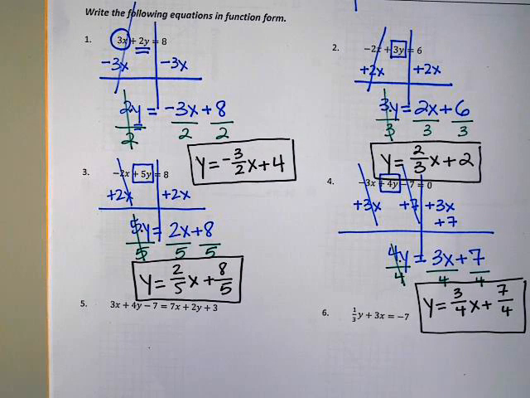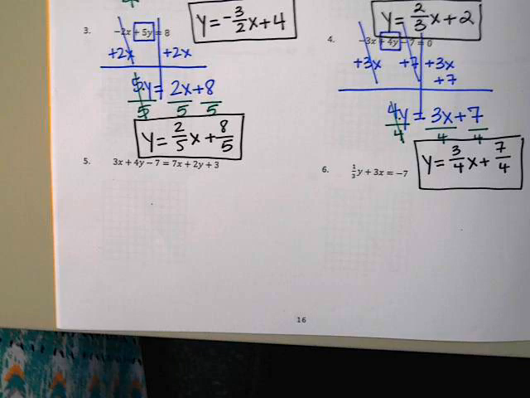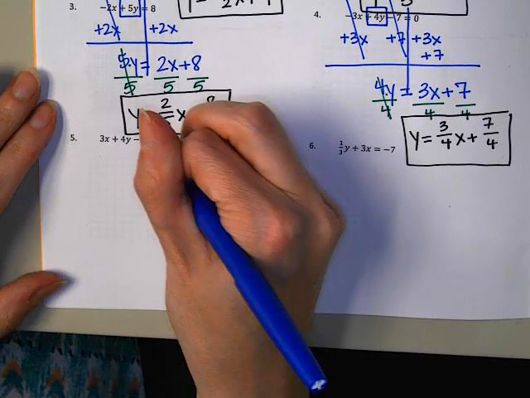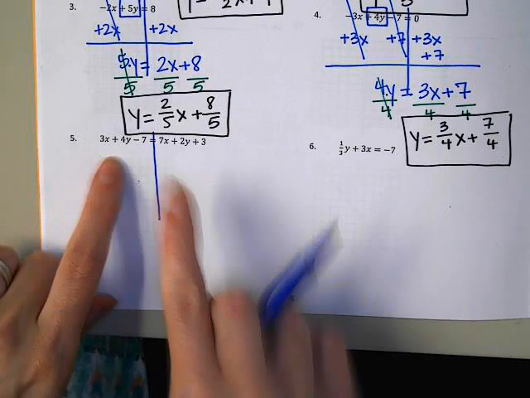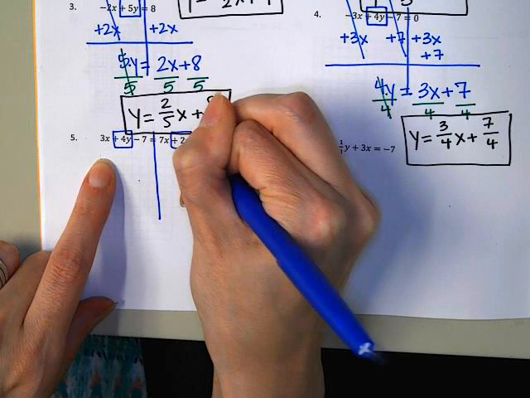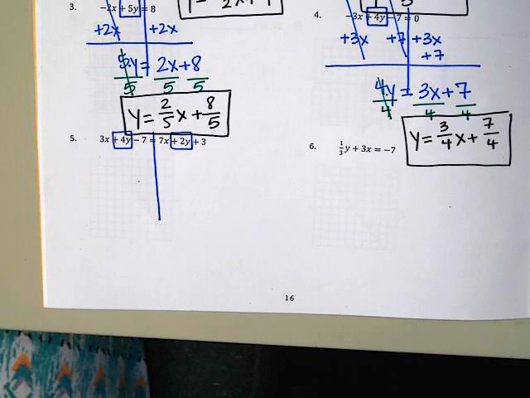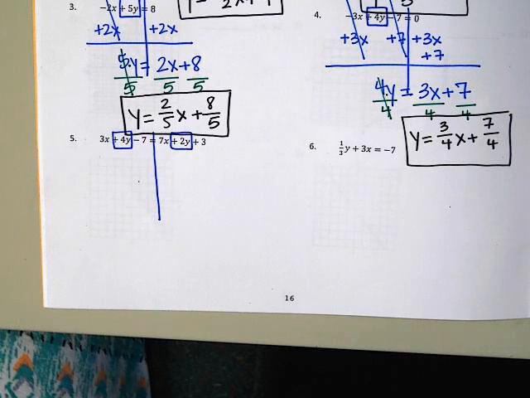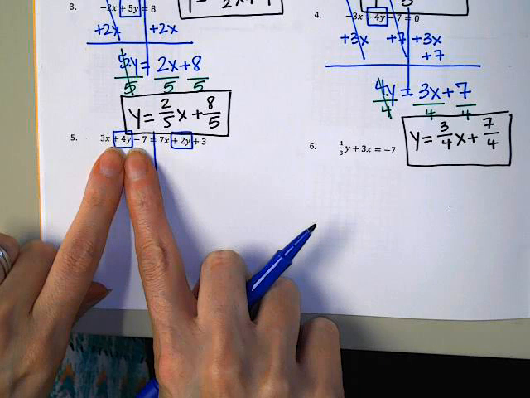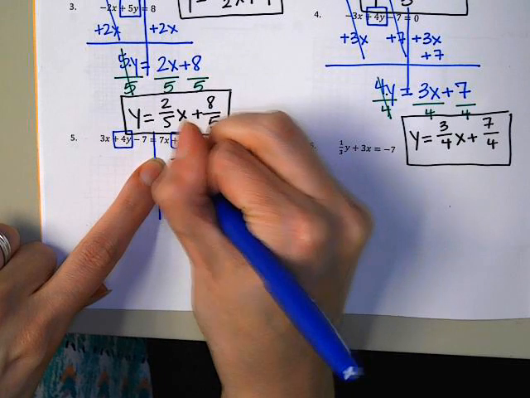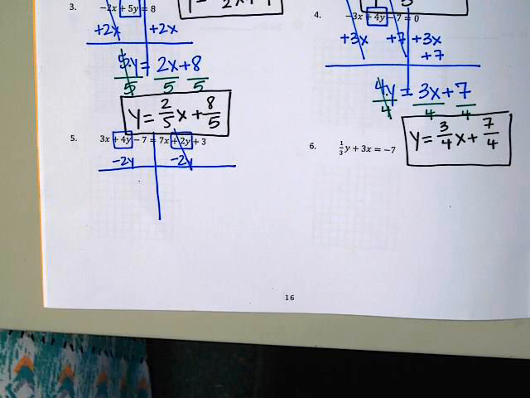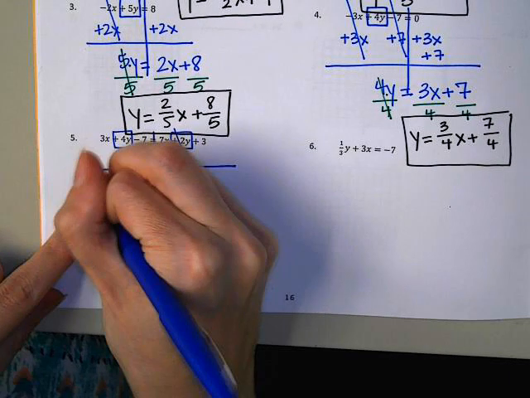All right, now 5 and 6 are just a little bit harder, so I do want to do those too. Let's talk about number 5. So we draw the wall. Now here's the problem. We have y's on both sides. So somehow we have to get them together. But then everything else has to go to the other side. So let's start by moving the 2y over here. The opposite of plus 2y is minus 2y. Let's do that first. So now we have 3x.